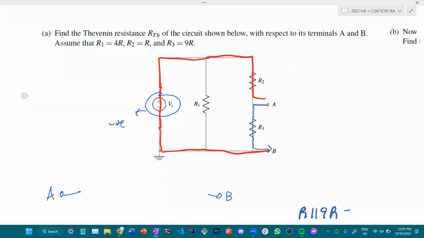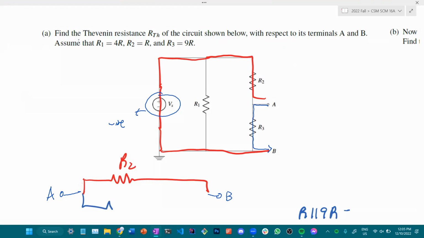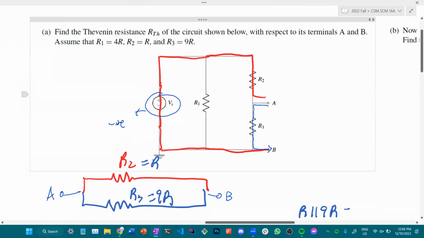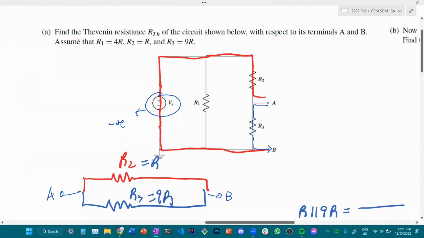So there are actually two ways across which the current can flow, presenting us the choice of going through R2, as noted by the red route, and the choice to go through the blue route, which is going through R3. Respectively equal to R and 9R. Therefore, the entire equivalent resistance now becomes R parallel 9R, which then we can just compute.